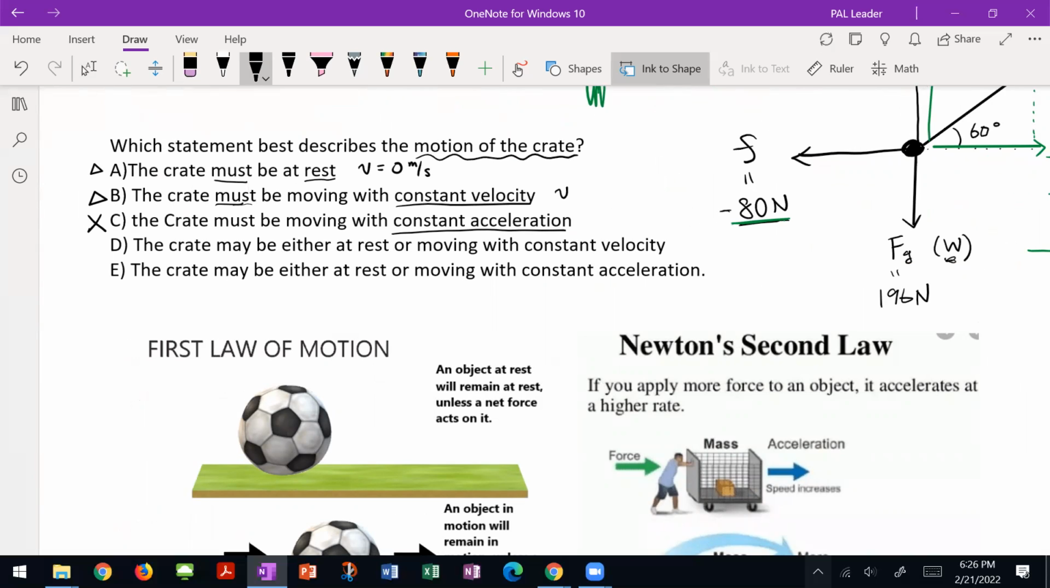Okay, let's look at D. The crate may be either at rest or moving with constant velocity. We evaluated these two. At rest, that was A. Moving with constant velocity, that was B. I'm kind of not sure about that, so I'm going to put a triangle next to that too. Okay, let's look at E. The crate may be either at rest or moving with constant acceleration. I hope we can agree that we do not have a constant acceleration. So I'm going to say no to E. Now we're left with A, B, D.